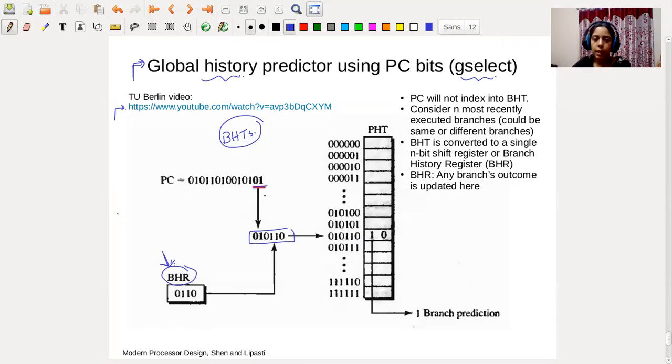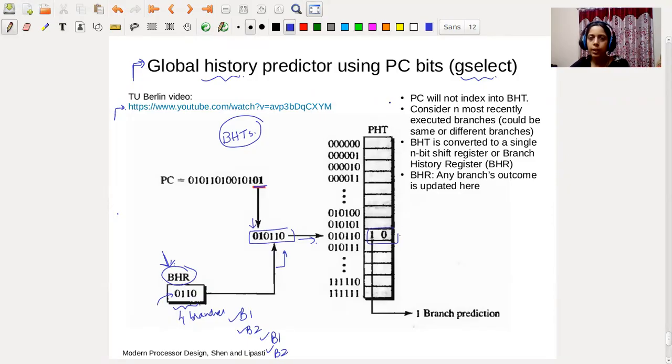So now here we are using the PC bits. Some bits of the PC are going to be used and concatenated with the branch history register. This branch history register is going to keep track of four different branches. It need not be four different branches. It could also be the four previous occurrences of branches. So if you have B1 and B2, and again B1 and B2 is repeated, this could be just the outcomes of these in that order. So we now concatenate this, and then we're going to index that into the PHT.